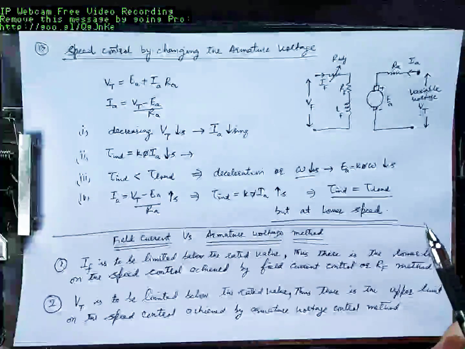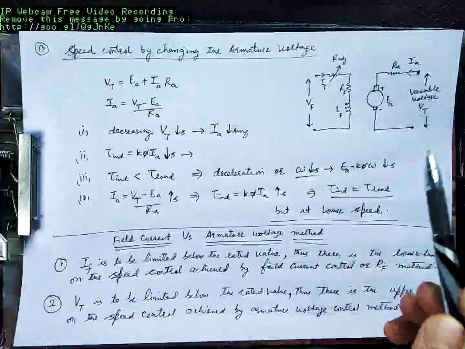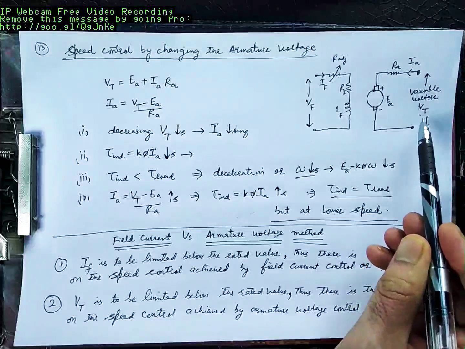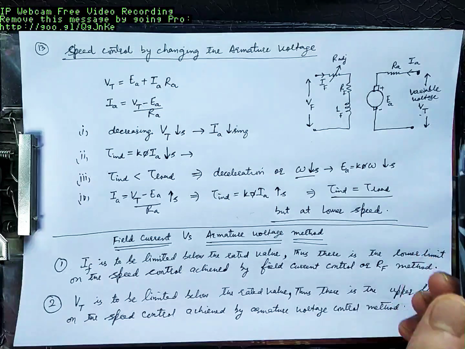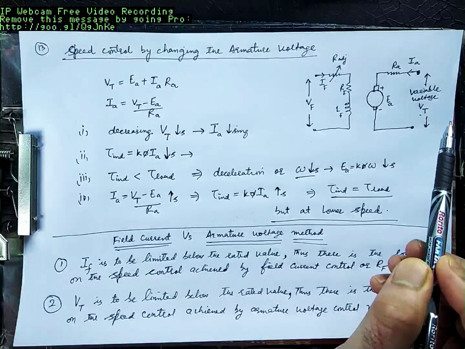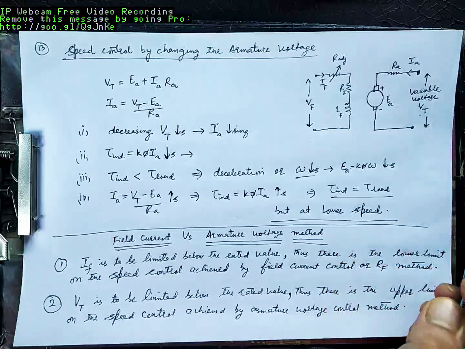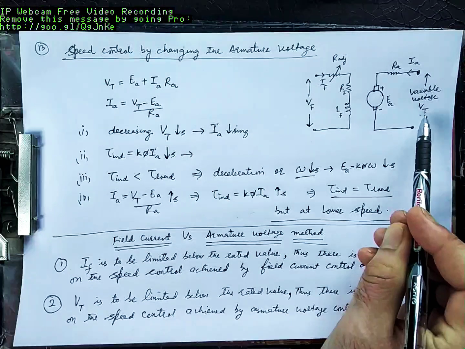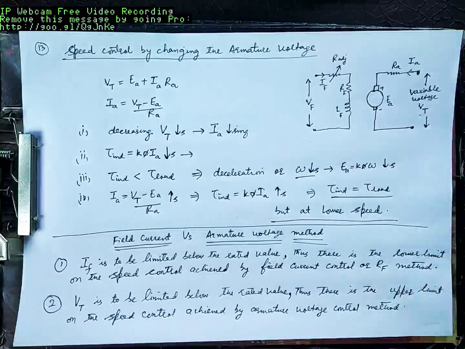But if you want this motor to run above the rated speed, you will have to increase this Vt above the rated voltage, which you cannot do, because if you increase this voltage above the rated value, that will damage the motor. So there is an upper limit on this Vt. When there is an upper limit on this Vt, there is an upper limit on the speed control achieved by the armature voltage control method.